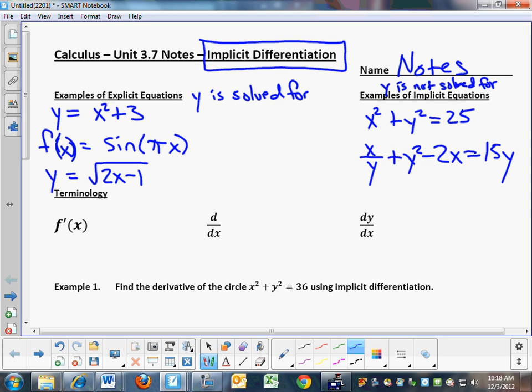Ben Jones asks a good question. He says, can't we just solve for it? Well, yeah. But, again, it's kind of like, do you want to go through life with a hammer or a nail gun? There are times where you can solve for y and go from there. But that's not always the case.